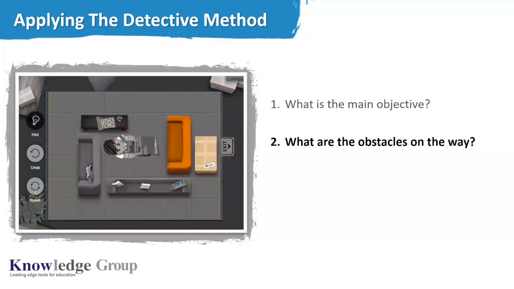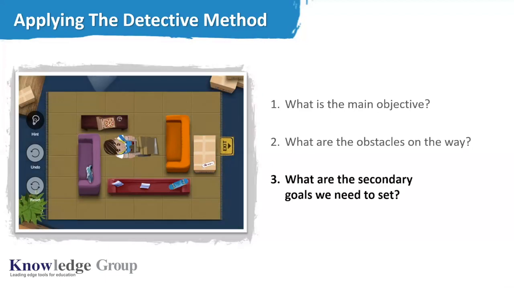So as you said, effectively it is the red sofa, or actually the orange sofa, and the box. Okay, now we have to move on to the third step of the method. On the third step, we have to ask ourselves, what are the secondary goals that we need to set? That is the question that we need to ask ourselves.